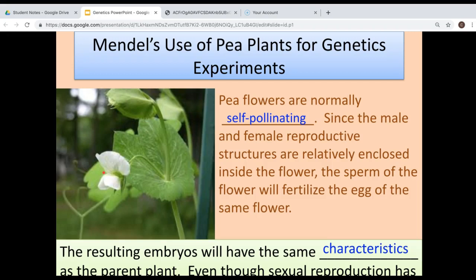So it's not asexual reproduction, but it resembles asexual reproduction in the sense that it's genetically very similar with respect to DNA, unless there's some mutations involved. So even though sexual reproduction has occurred, there's just one parent. It's what we call self-pollinating.